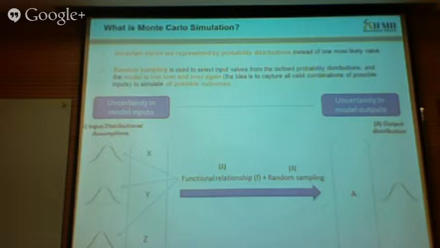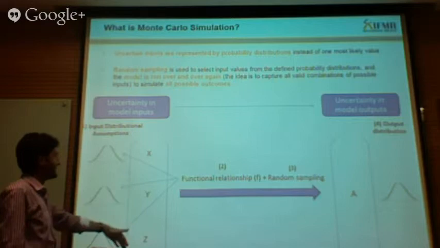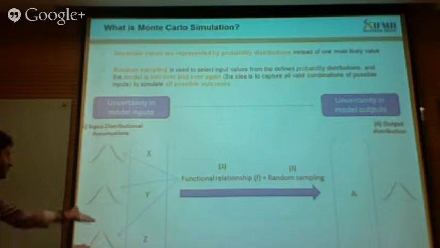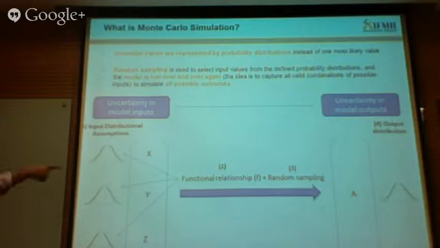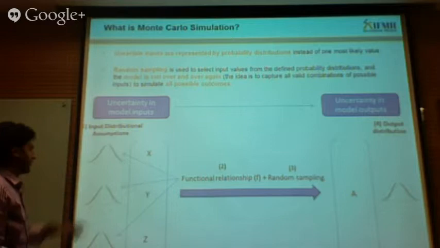If you take an example, say X, Y, and Z are three input variables. It could be anything, say GDP, inflation, and foreign investment. And you're trying to look at A, which might be a return on a security. You have some functional relationship which tells you how these three variables are related to variable A. It could be X plus Y plus Z is A, or X divided by Y plus Z. It's just some functional relationship which combines these three variables.